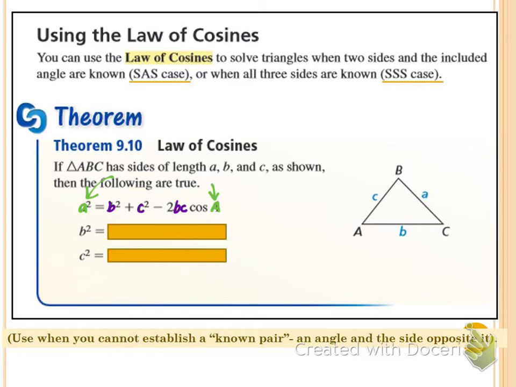So let's try to figure out what b squared would equal. If you know the pattern, what will come next here? B squared equals a squared plus c squared minus 2ac cosine of angle B. That's correct.